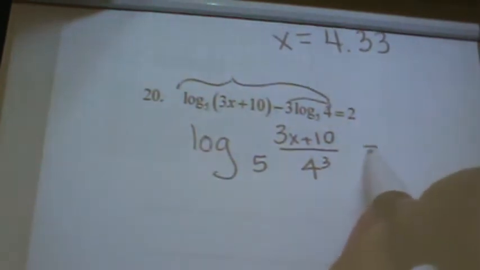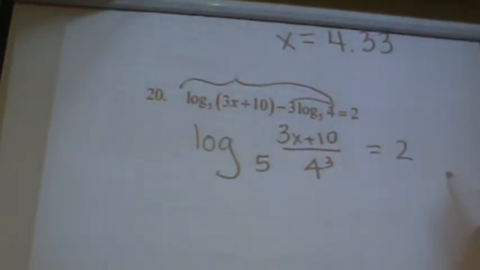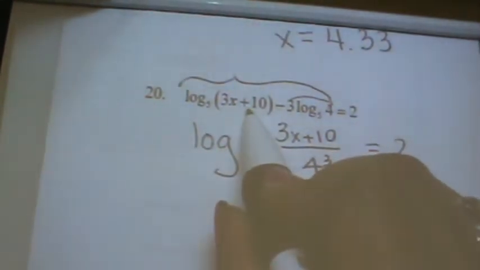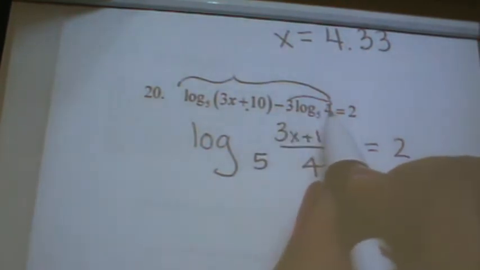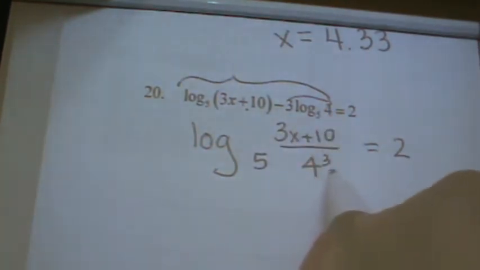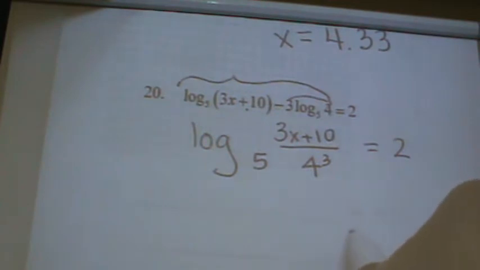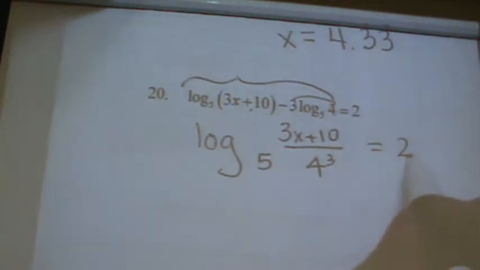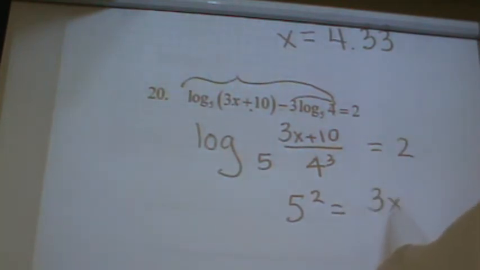Did everybody understand what I just did? This is the numerator. This is the power of the 4. And now I'm going to rewrite this. 5 to the 2nd power equals (3x plus 10) over 4 cubed.